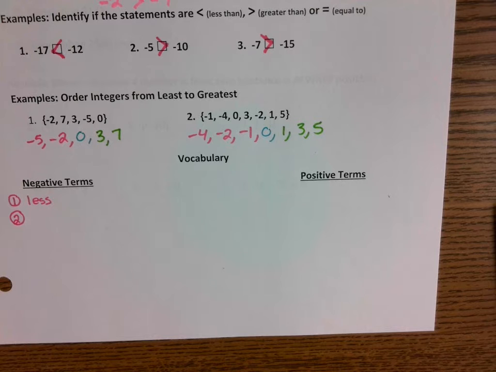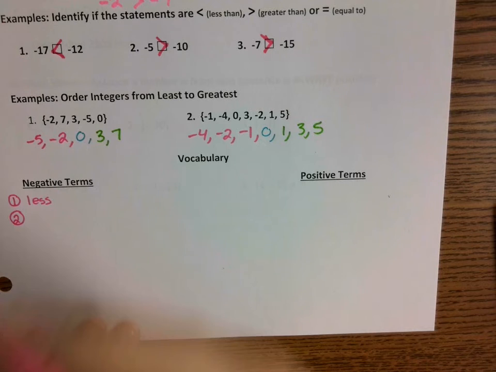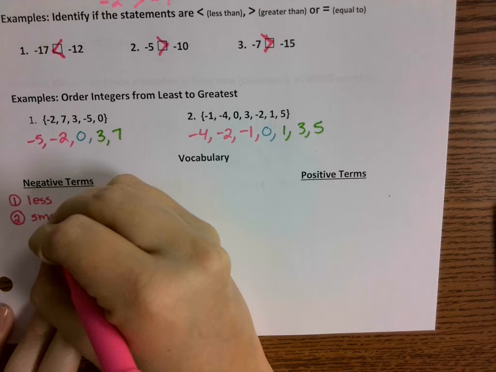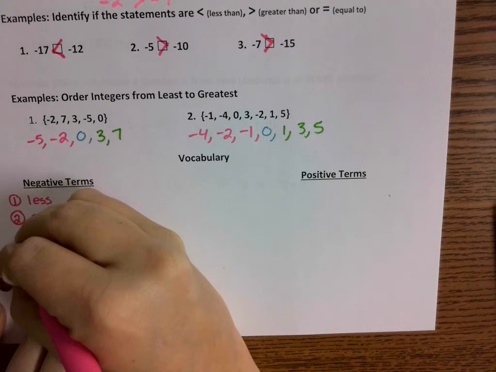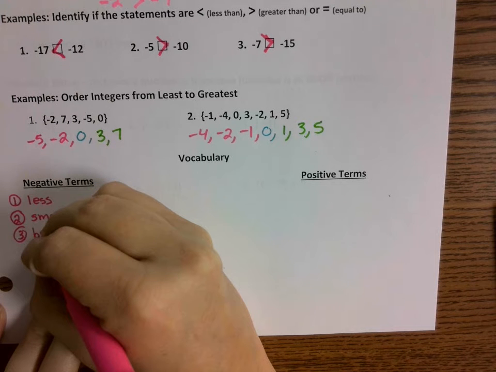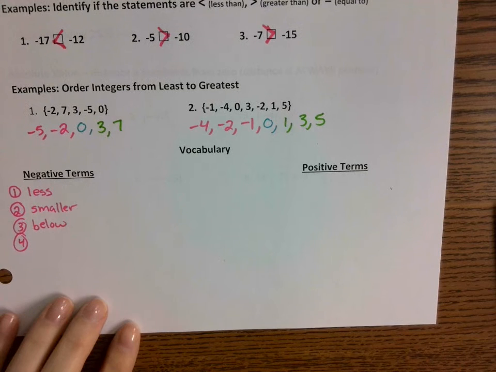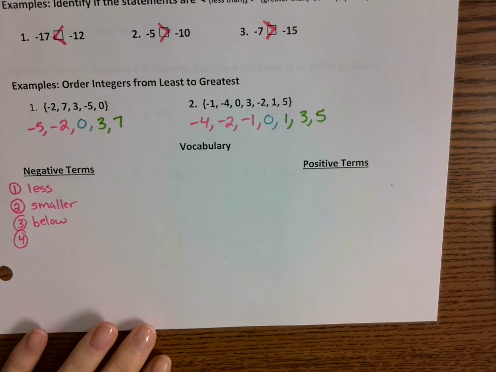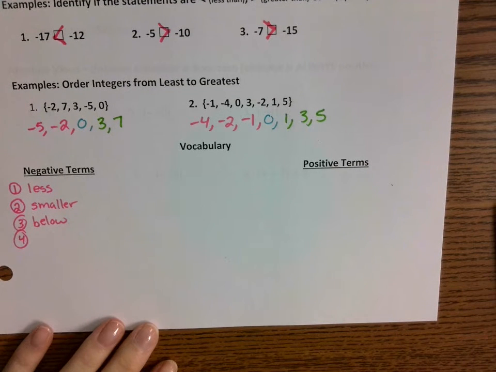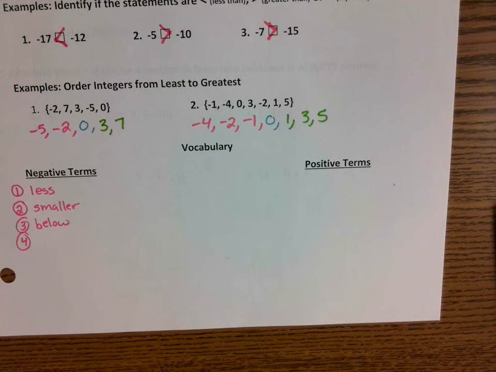Smaller. Okay, so we could do smaller. Or maybe below. What else? Okay, subtract is more of an operation. What about if you go to the bank and you take money out of the bank, what is that called? Not a deposit, it's a withdrawal. So withdrawal.